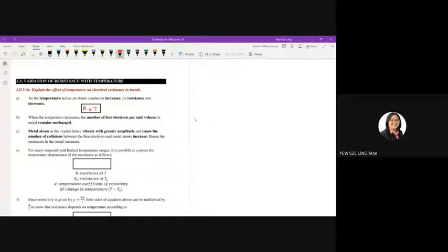Okay, let's say now this is your metal. Inside the metal, there are a lot of atoms, right? But even if you increase the temperature, let's say now this is the free electron. Initially, you have this amount of free electrons. Now, when you increase the temperature, the number of free electrons remains at 5. It won't increase. The number of electrons does not depend on temperature.